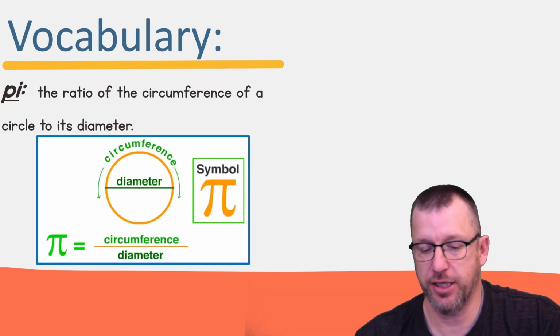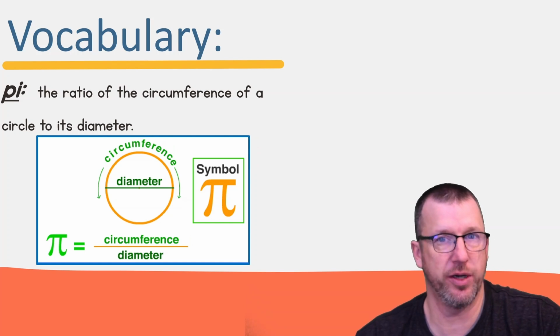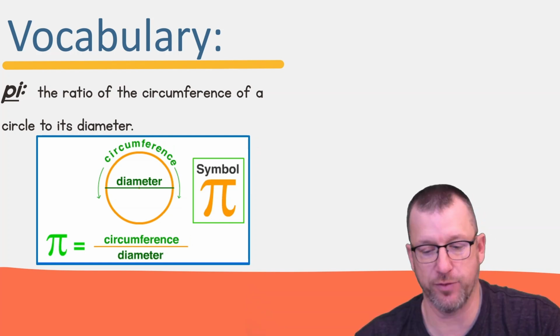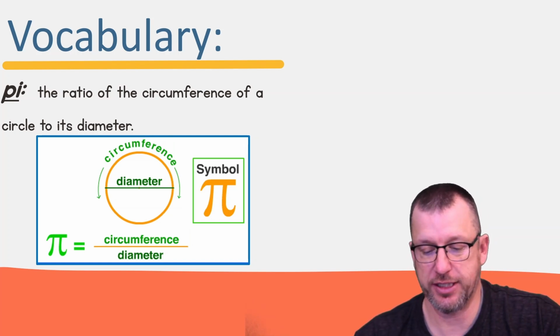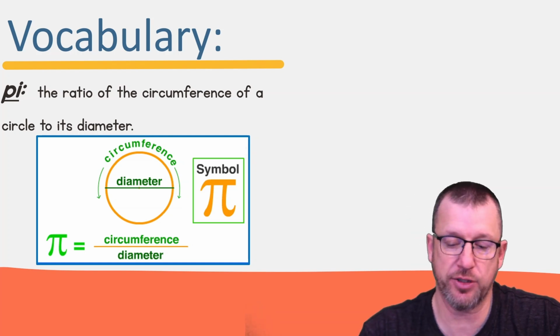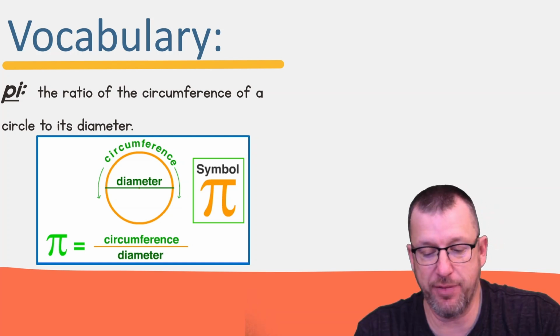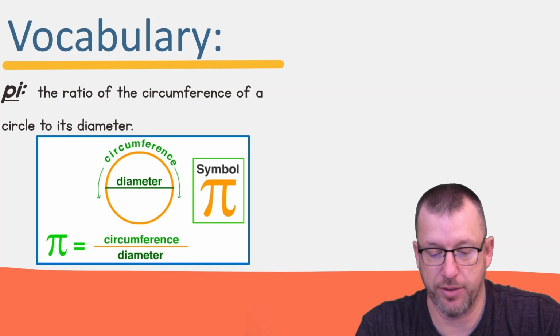First, here's our vocab word, pi. I'm going to tell you what it is first and then dive into it afterwards. Pi is simply the ratio of the circumference of a circle to its diameter. So we can take that circumference and divide it by the diameter and it will equal pi. And you see the symbol there for pi.